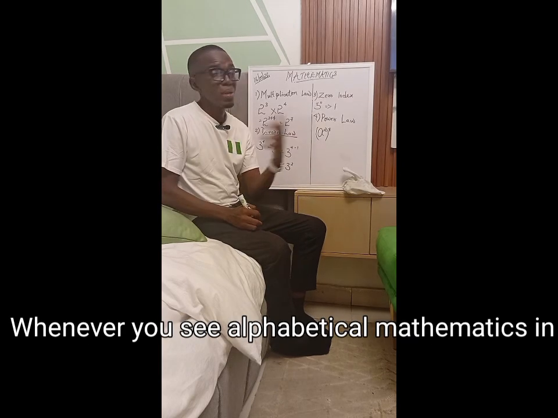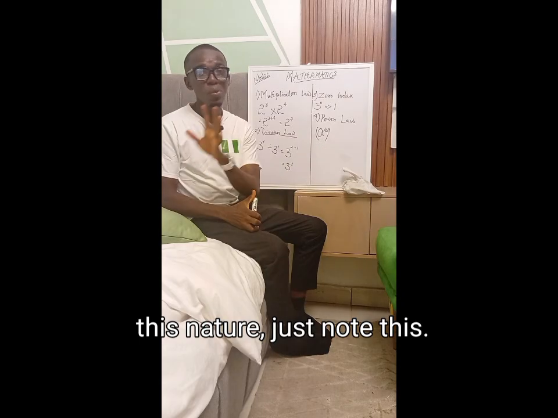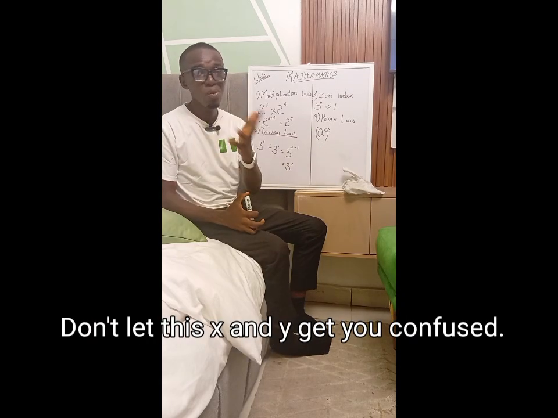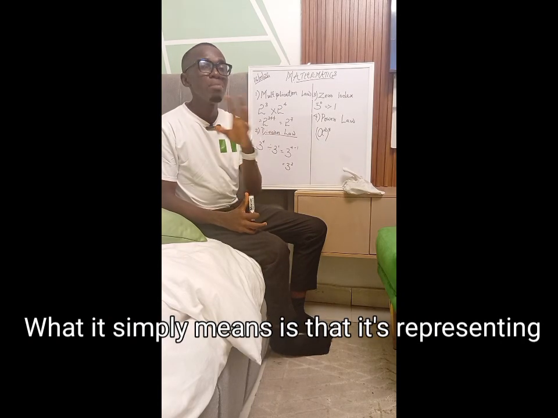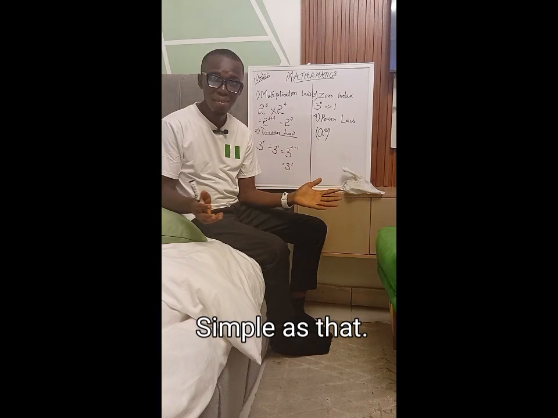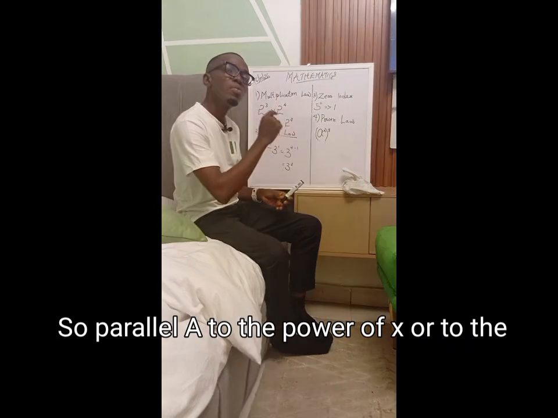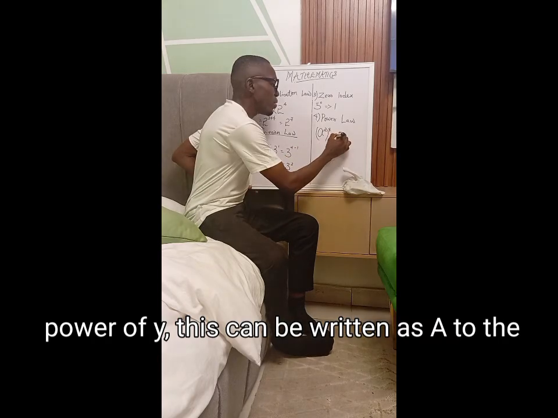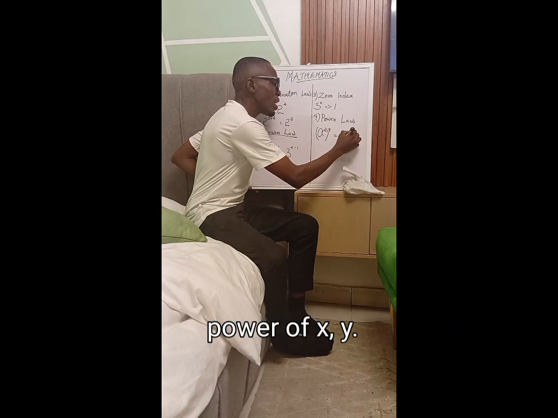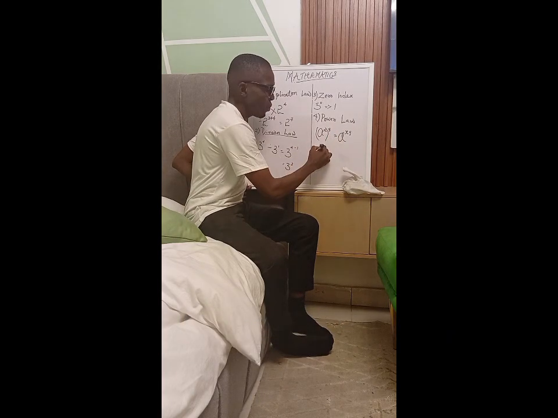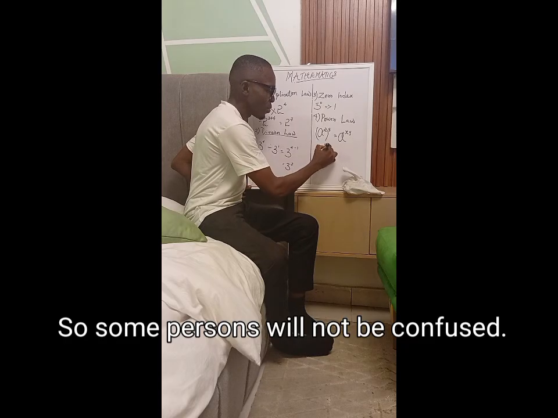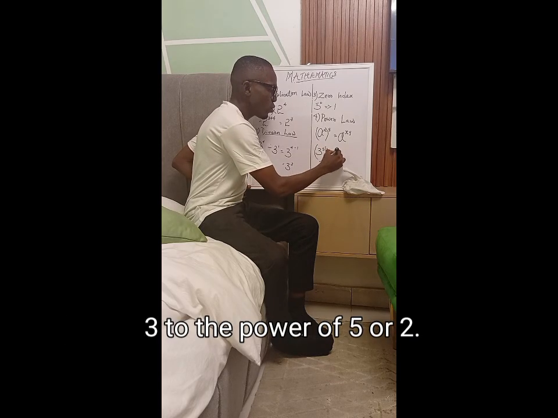Now, whenever you see alphabet in mathematics in this nature, just note this: don't let this x and y get you confused. What it simply means is that it's representing a number. As simple as that. So power law, a to the power of x or to the power of y, can be written as a to the power of xy. Let me use numbers, so some persons will not be confused: 3 to the power of 5 or to the power of 2.